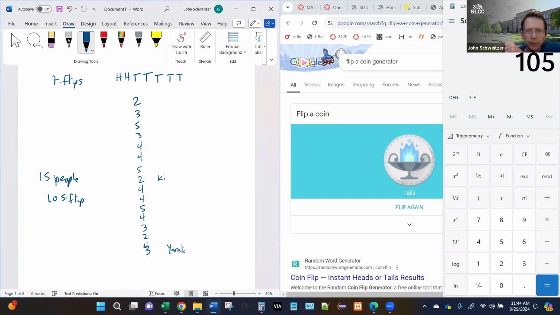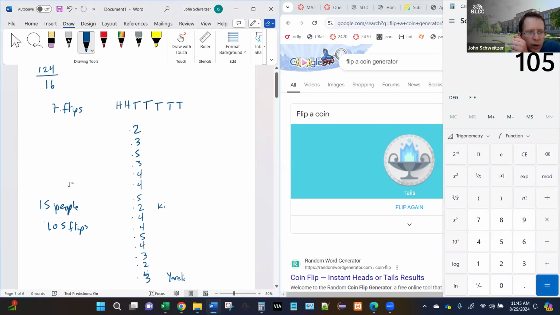105 flips. Does that sound right? Okay, so what are we gonna do? We're a little bit short. How short are we? Well, we need 124. We're at 105, so we need 19 more flips. 124 minus 105, we need 19 more flips.